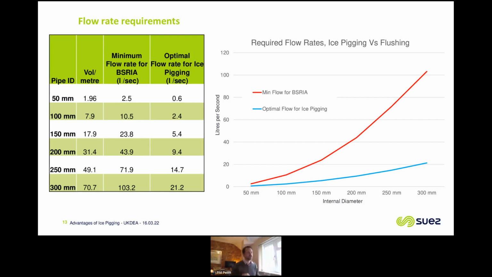But the key thing here, the take home, is the difference from the BSRIA requirement. The minimum flow rate for BSRIA shown for 100 mil there is 10.5 litres a second. So you've got to hit 10.5 litres a second to get that cleanliness. For ice pigging, that's less than 2.5. So really, significantly easier flow rates to hit. And as you go up the diameter scales, the difference becomes more and more pronounced. For 250 mil pipe, BSRIA needs 72 litres a second, and the optimal flow for ice is less than 15. But that's the optimal. We can still operate at maybe 10 litres a second. So that gives a lot of advantages where you don't need to generate such high flow rates in the commissioning phase, which can often be quite challenging.